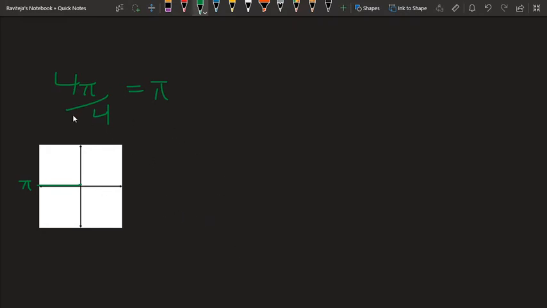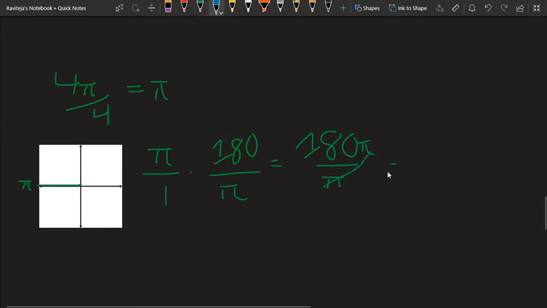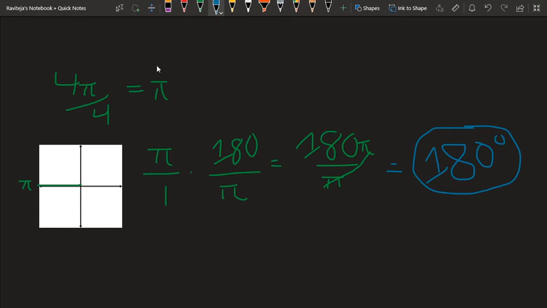Now that we've drawn it, I want you to convert 4 pi over 4, which is equal to pi, to its degree measure. Instead of using 4 pi over 4, we can just make it pi over 1, because it will be easier. Then we multiply that by 180 over pi. That'll give us 180 pi over pi. If we cancel out the pi's, we just end up with 180 degrees. Once again, this should make sense because pi is equal to 180 degrees. The degree measure of 180 degrees is equal to the radian measure of 4 pi over 4, or pi.